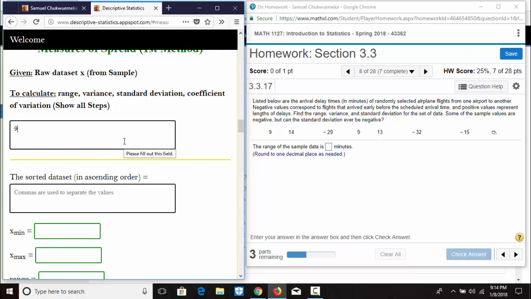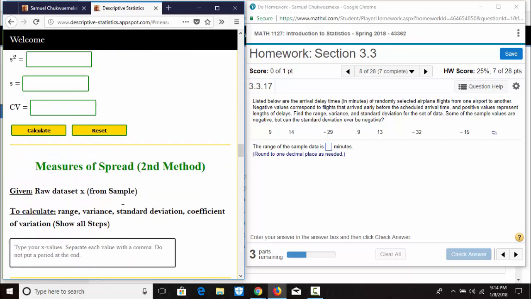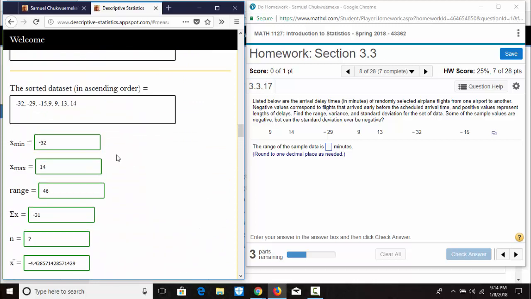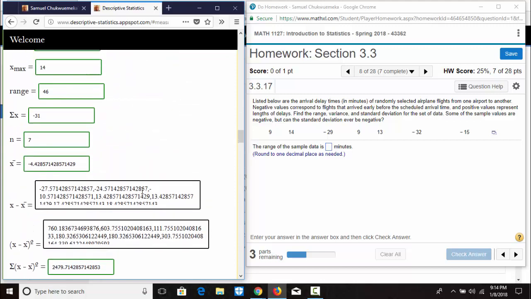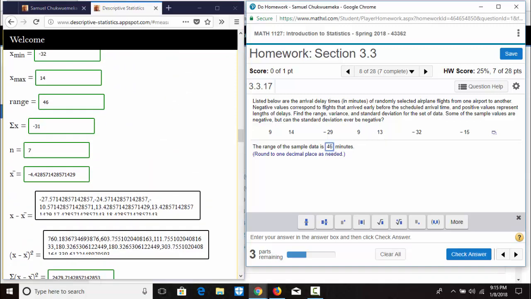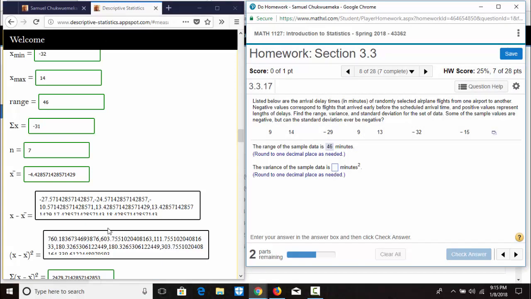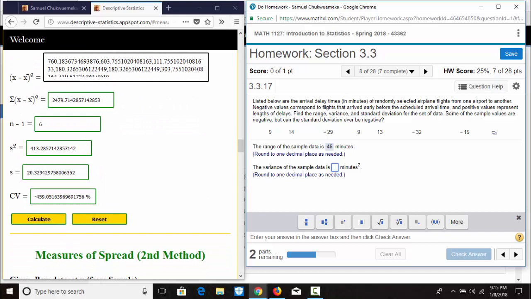I will put in this 9, 14, negative 29, and you can use the second method if you want to, but I wanted to show you something here. So 9, 14, negative 29, 9, 13, negative 32, and negative 15. Okay, calculate. The range, now let's count: 1, 2, 3, 4, 5, 6, 7. Sample size is 7. Okay.